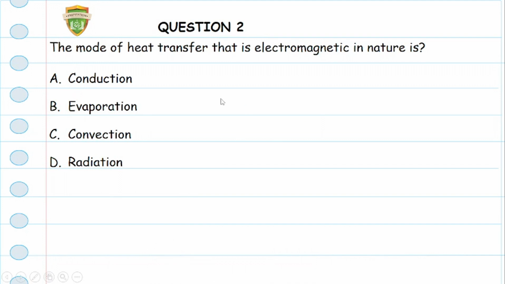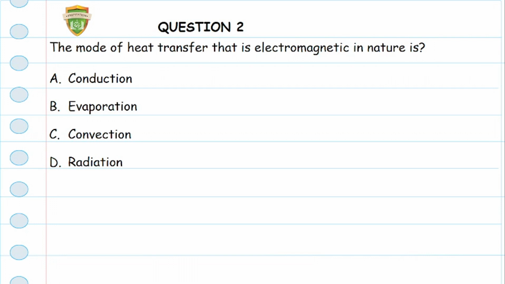Now the second question asks, a mode of heat transfer that is electromagnetic in nature is A, conduction. Now, conduction is a mode of heat transfer, but it's not electromagnetic in nature. Why? Because it requires solids. And anything that is electromagnetic in nature is independent of mediums. It does not need a medium to transmit itself.